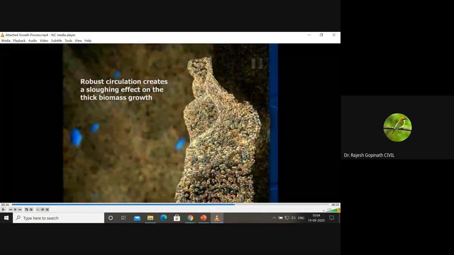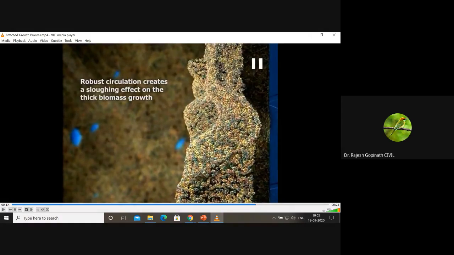Okay, they fall off. They fall off from the surfaces. This is called sloughing. And now the process continues. Again, when the wastewater is flowing, the new microorganisms will get attached to these surfaces. And the cycle continues. See, again, there is a formation.